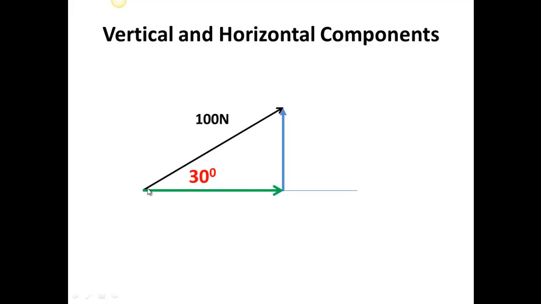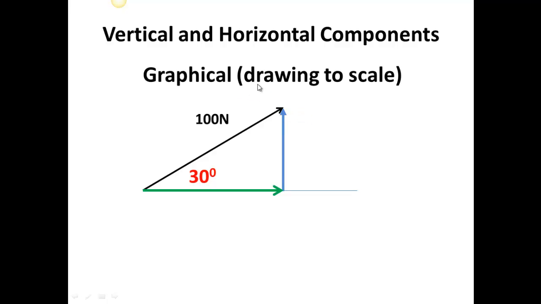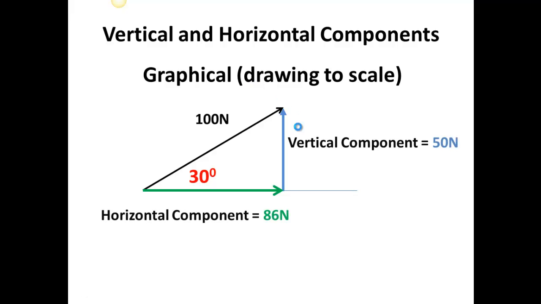So it's like saying you can go from here to here, 100 newtons at 30 degrees, or we can go along a certain value and up a certain value. And if we draw them to scale, we can measure these, and we'd get a vertical component of 50 newtons and a horizontal component of 86 newtons.